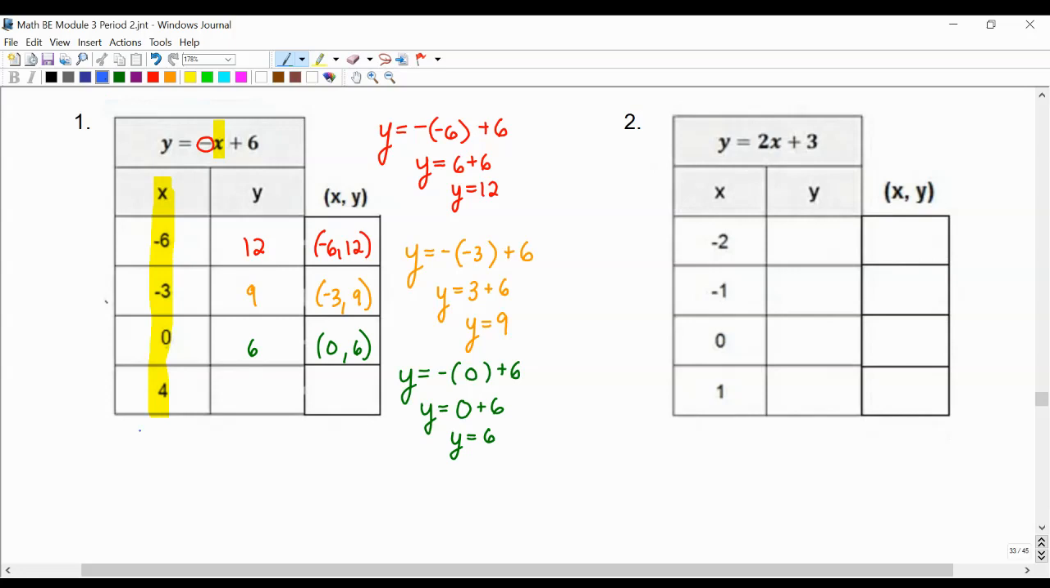In the last one, we're plugging in 4. So set up the equation and then plug in 4. This is negative 4 plus 6. That means we're going to find the difference between these, which is 2. And the more dominant one is going to determine the sign for my final answer. So it's positive 2. So we have 4, comma 2 for the last ordered pair.